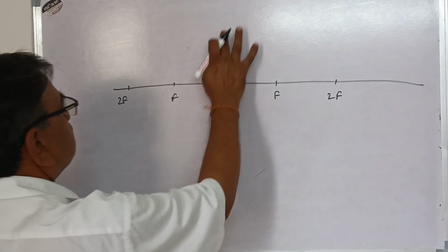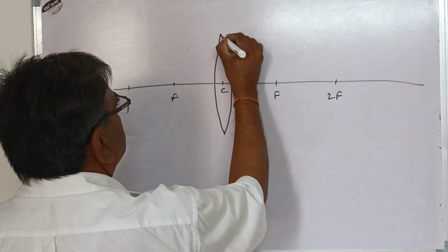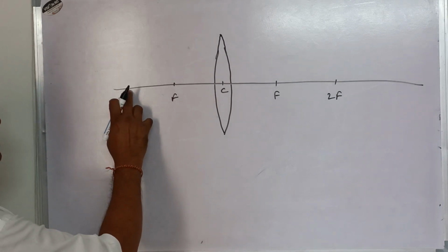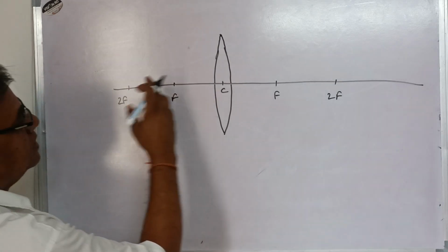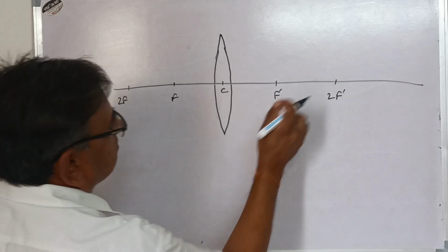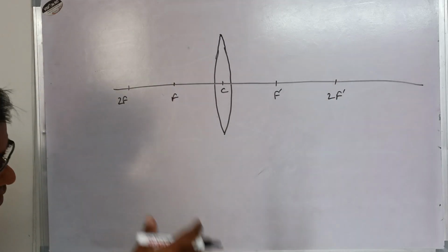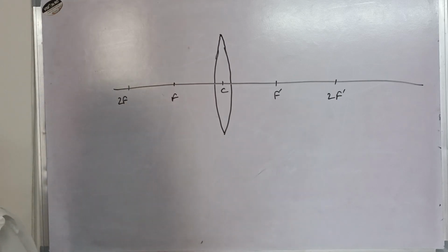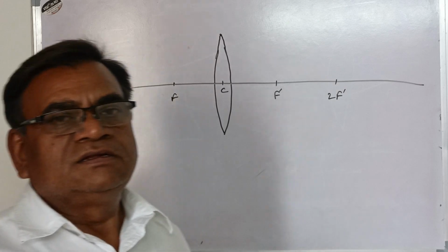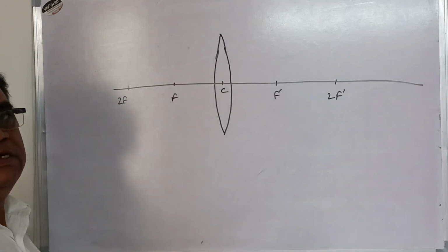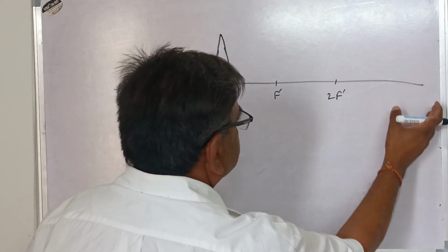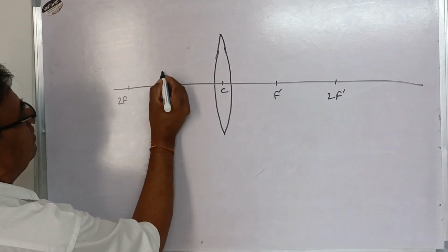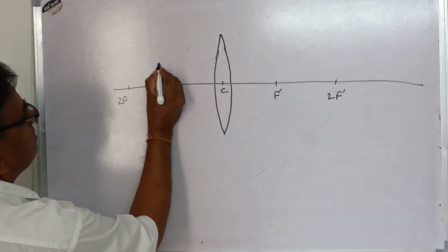Now, you know when the object is at 2F, the image will be at 2F dash and it will be of the same size, inverted. If you require a magnified image, then it should go beyond this. So you put the object on this side, between F and 2F. This is your sketch.